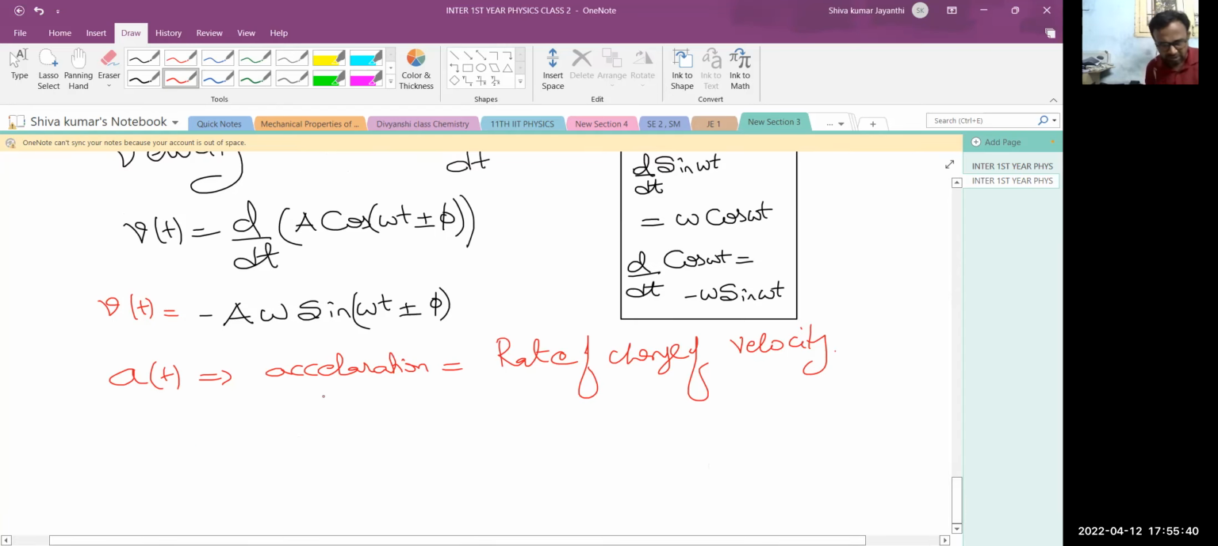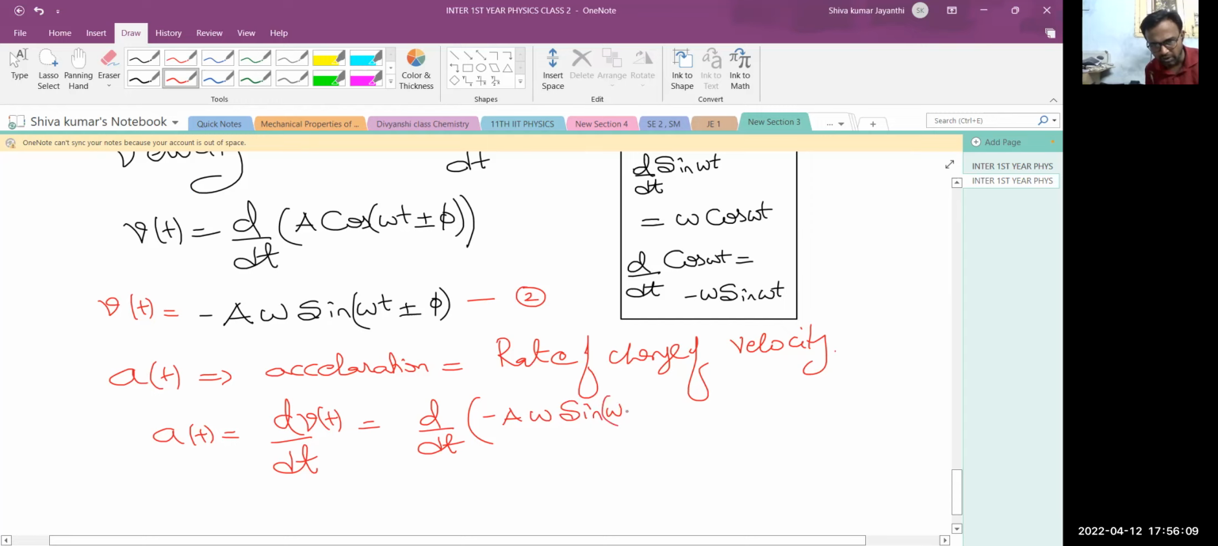So again you have to differentiate. It is defined as d by dt of v of t, and v of t is d by dt of x of t. So again, let us do that. D by dt of what is v of t? This is v of t, equation number 2. Minus A omega sine of omega t plus or minus phi. Here sine differentiation is there.